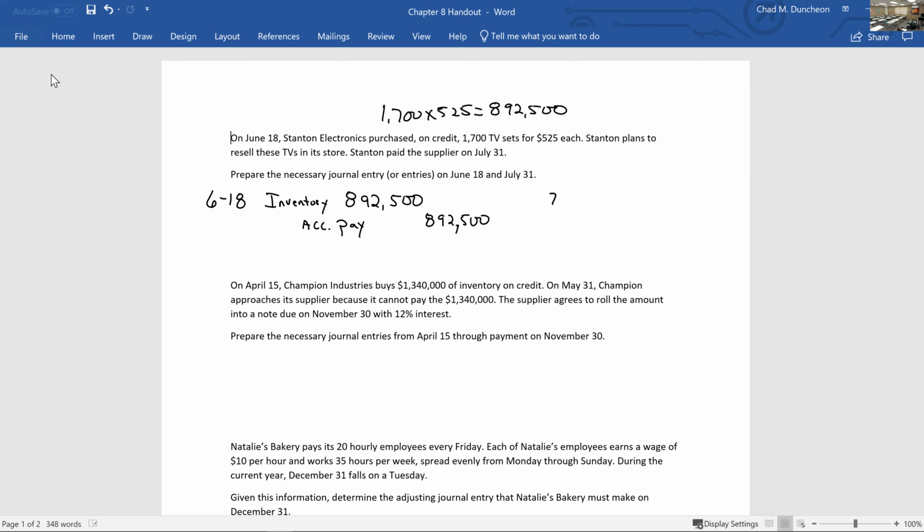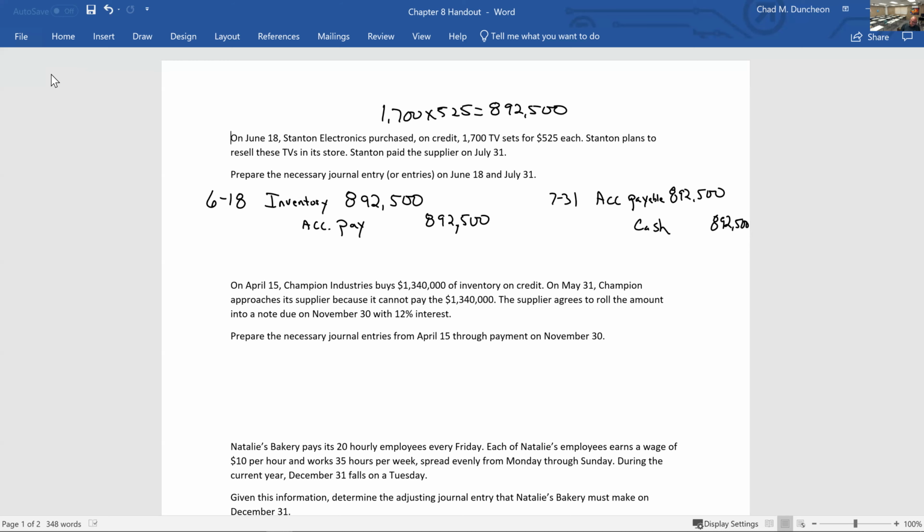Okay, 7/31, we make the payment. So now we can debit our accounts payable to take it off the books because we no longer owe it. And since we paid it at this point in time, paid is key for cash going out, so we can credit our cash by that amount. And that is how you record that simple accounts payable liability.